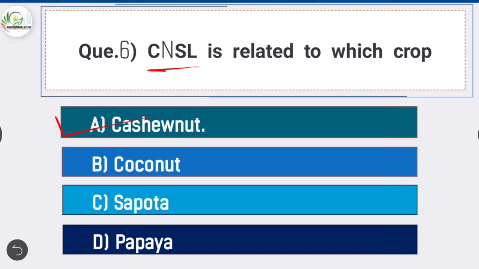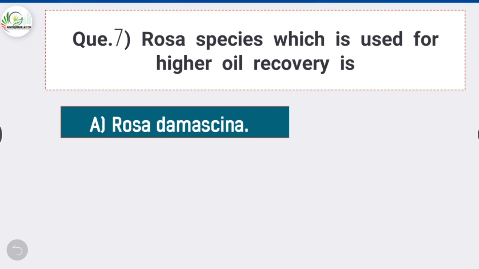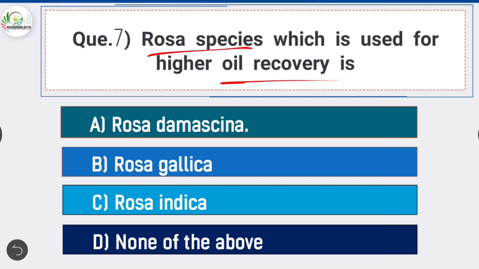Question number 7. Rosa species which is used for higher oil recovery is? Answer is option A, Rosa damascena. The Rosa species which is used for higher oil recovery is Rosa damascena.